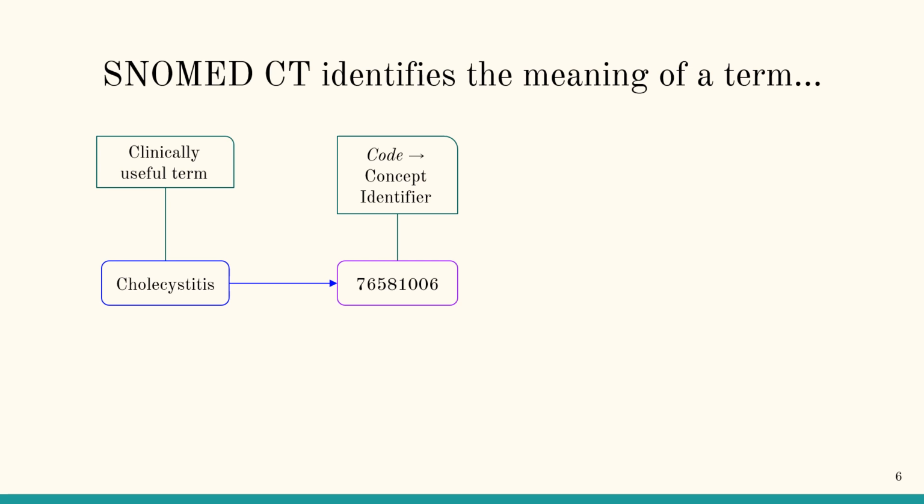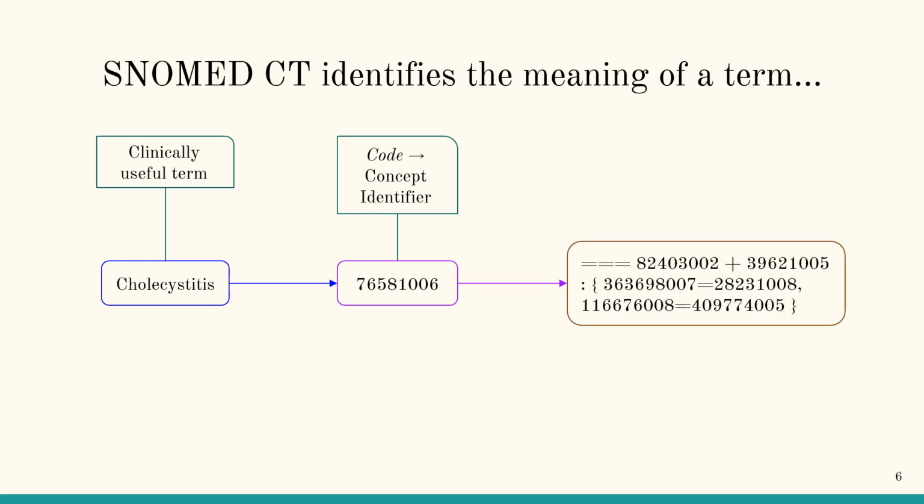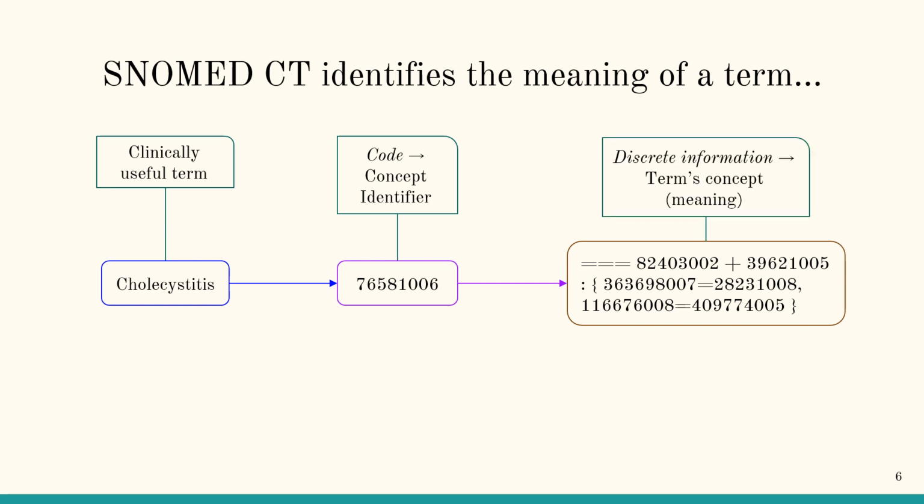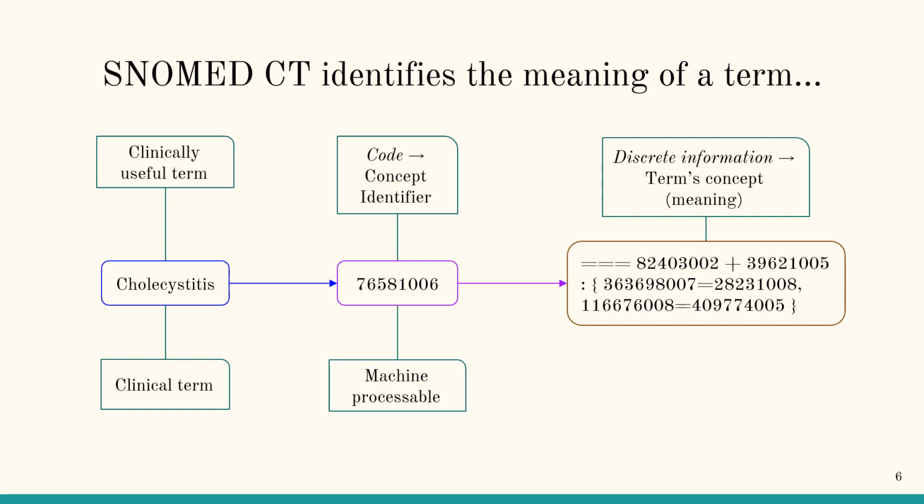However, in SNOMED, this number does not map back to cholecystitis. It instead maps to this particular set of symbols and numbers. And this is the discrete information, which is the term's concept or meaning. So we have the clinical term as cholecystitis, the machine processable code, which is the concept identifier, and the machine interpretable meaning, which is again a set of symbols and identifiers.